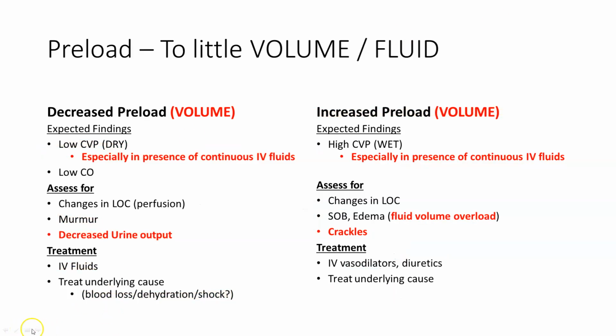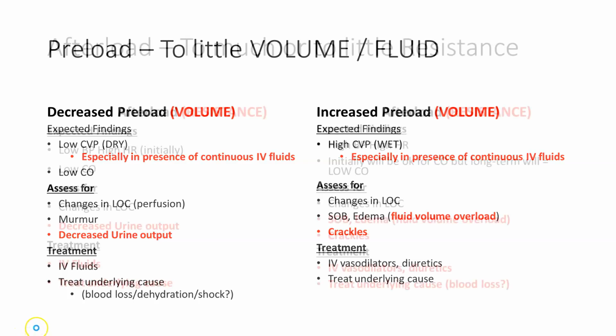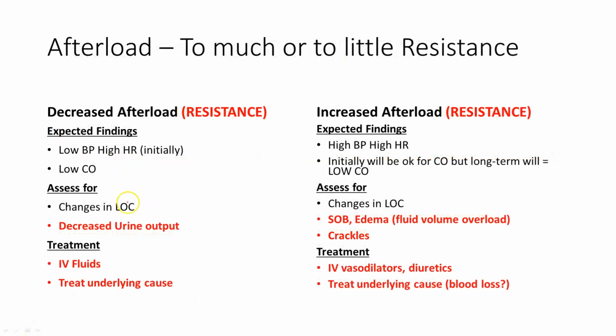Okay, we'll talk about afterload now. And again, we said afterload is just our resistance, right? So decreased afterload, decreased resistance, that's going to change your blood pressure. That's going to change your cardiac output: heart rate times stroke volume. So you can have a low blood pressure and a high heart rate initially. Eventually, those compensatory mechanisms will fail, and you will end up in shock.